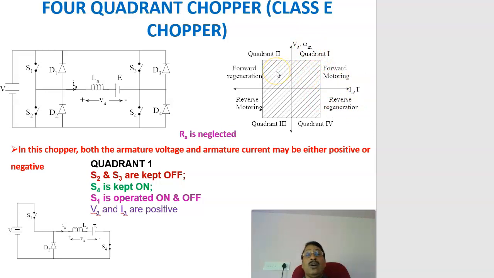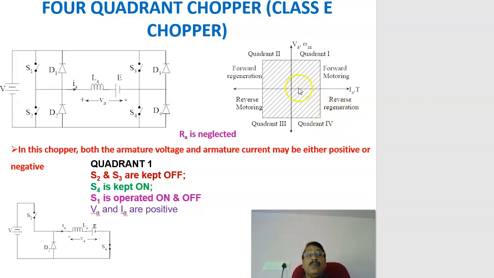Now, the second quadrant operation is called forward regeneration. In that case, voltage is positive and current is negative, or speed is positive and torque is negative. Now, coming to the third quadrant operation, that's called reverse motoring. Here, both current and voltage are negative, meaning that speed is negative and torque is also negative. This is called reverse motoring. The fourth quadrant is called reverse regeneration.